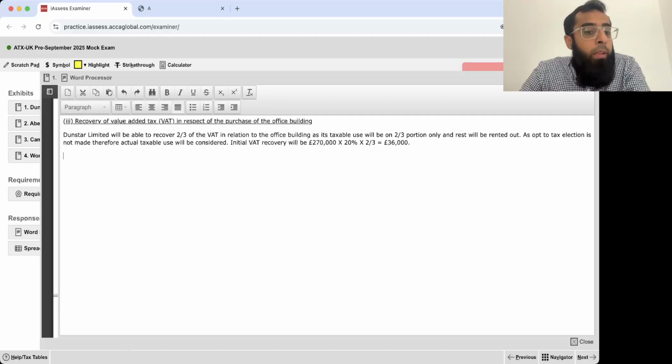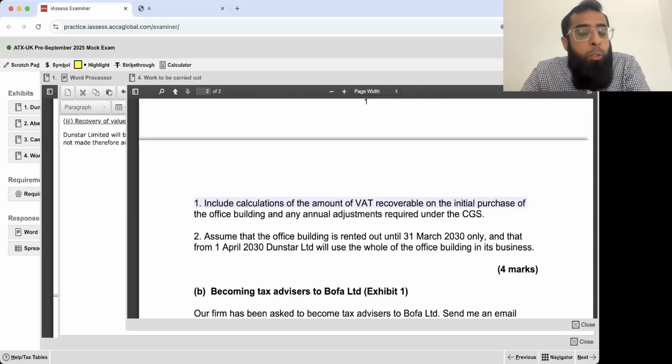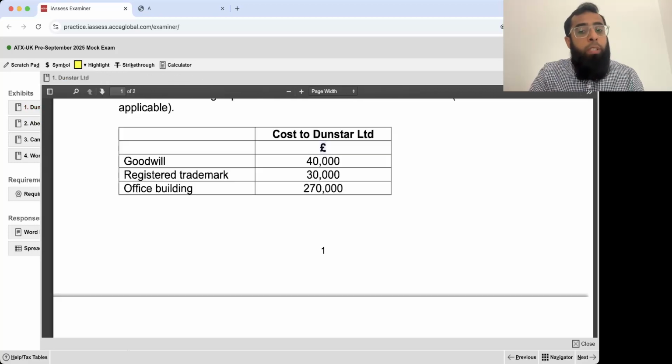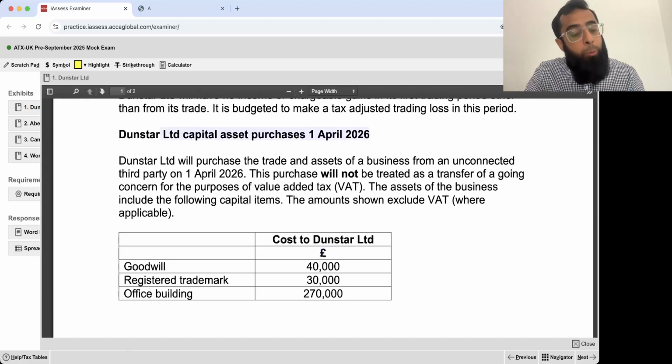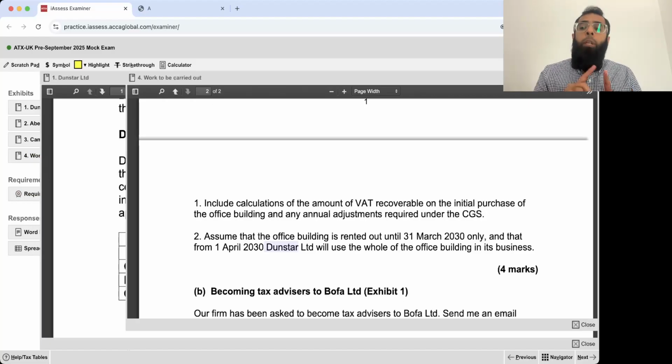Now, what will happen then? The taxable use will remain the same. Assume that the office building is rented out until 31st March 2030 only, and that from 1st April, Dunster Limited will use it in its business. So when did we purchase it? We purchased all of these things in April 26. So April 26 to April 27, 28, 29 and 30: 4 years, 1/3 is rented out. Then for the remaining 6 years, because for land and building, the adjustment period is 10 years.